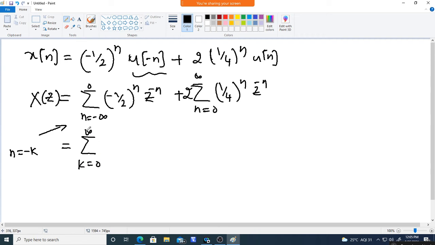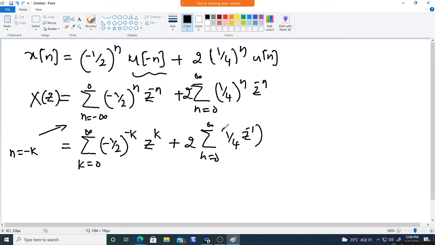K will be 0 to infinity, (-1/2) power. So whenever n is there, it is minus k, and wherever z, if I put minus n, it will become z power plus k. Plus 2, so this is not a problem. n equal to 0 to infinity, (1/4) into (z^(-1)) whole power n.